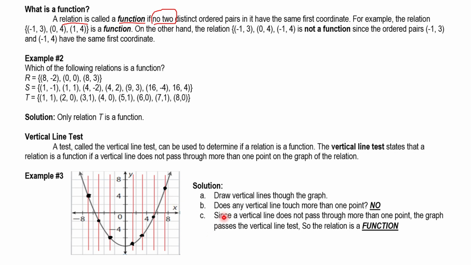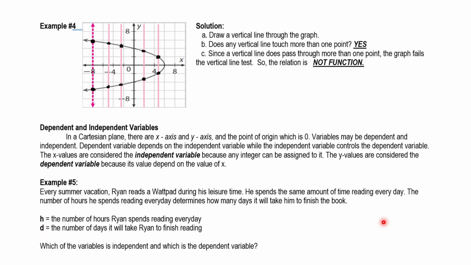Since a vertical line does not pass through more than one point, the graph passes the vertical line test. So, the relation is a function. Another example.